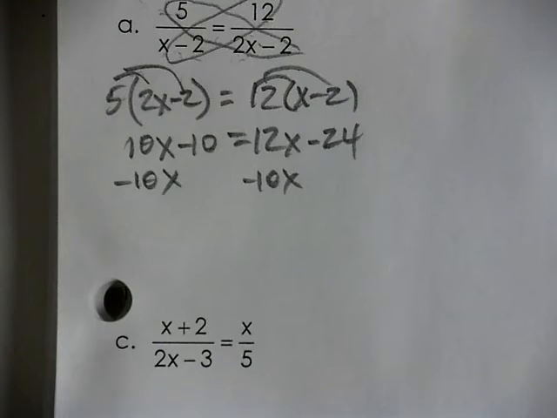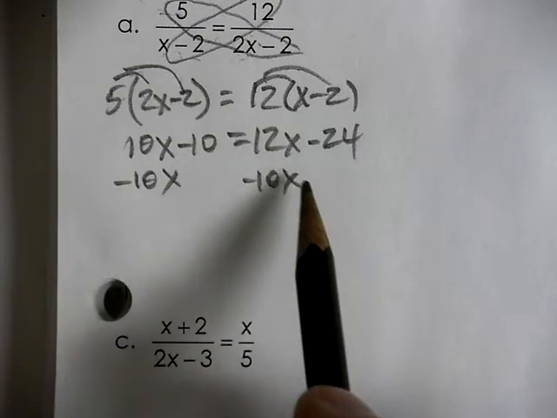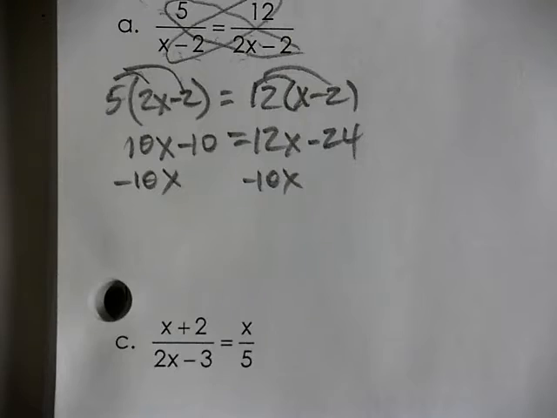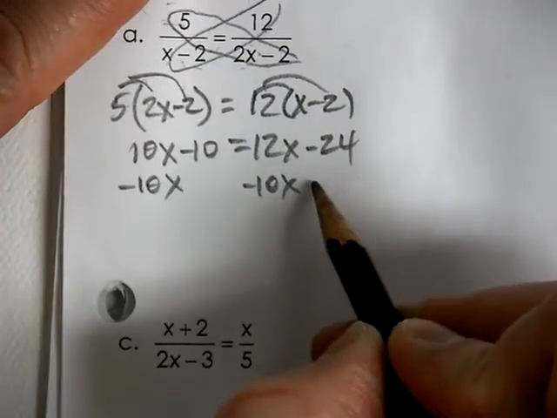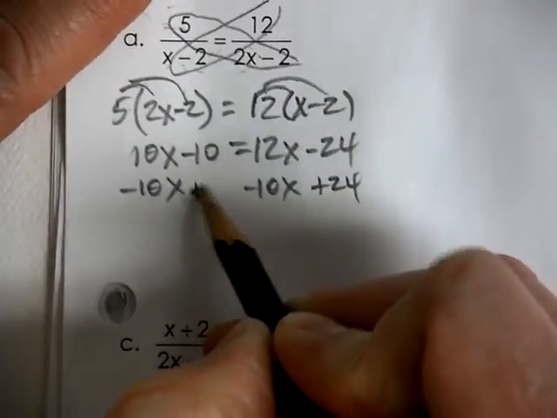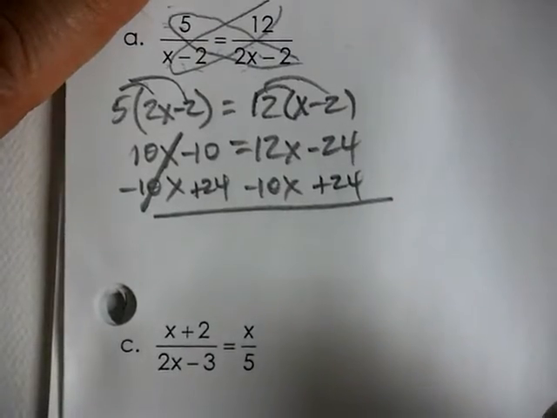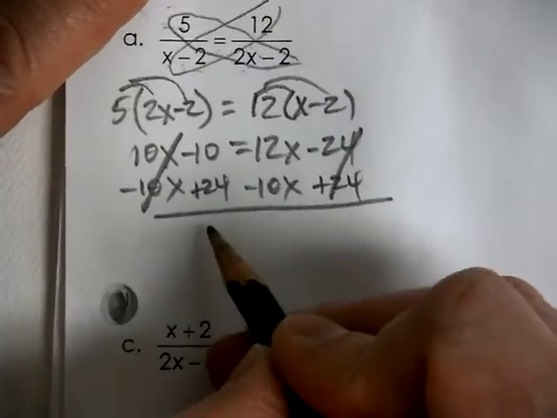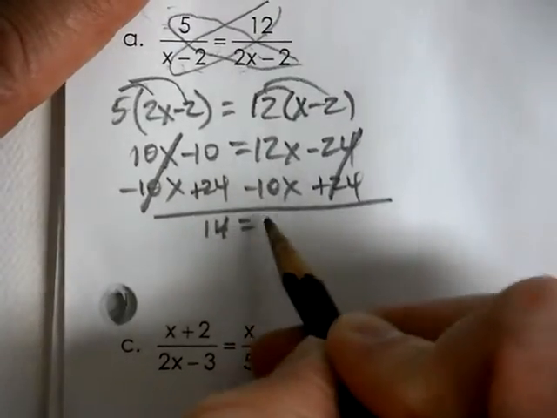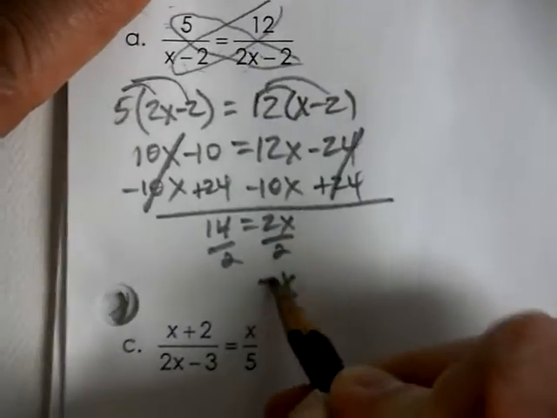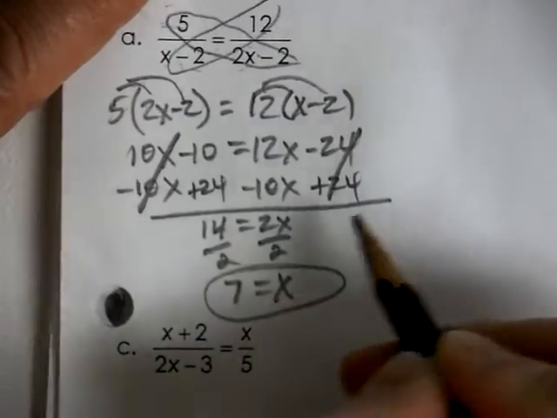So notice that we only have one type of x. This is x to the first power. So we're going to isolate that x. We're going to get the x by itself. We're not going to bring everything over to the same side. We're not going to set it equal to 0. So our 10x crosses out, our 24 crosses off. That leaves us with 14 equals 2x. And when we divide by 2, we get x equals 7.